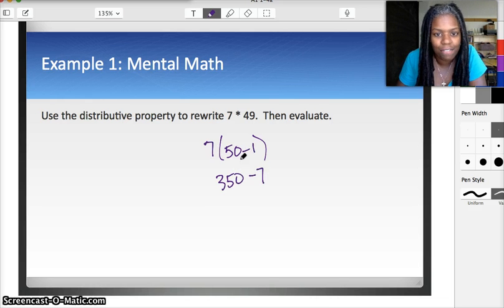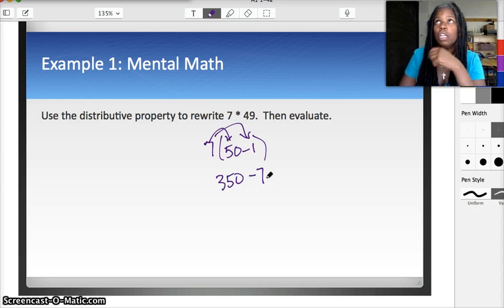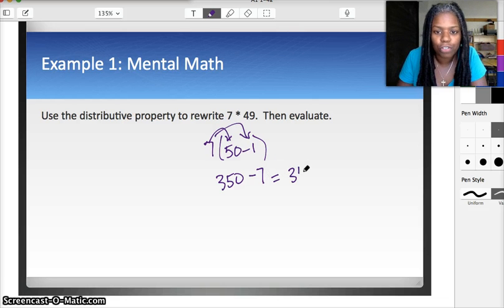You get 7. So watch how I'm rocking the distributive property, right? So I rewrote this statement. I have now an equivalent statement rewritten using the distributive property. So then now if in my head I'm thinking about it, well, 350 minus 7 is going to give me 343.